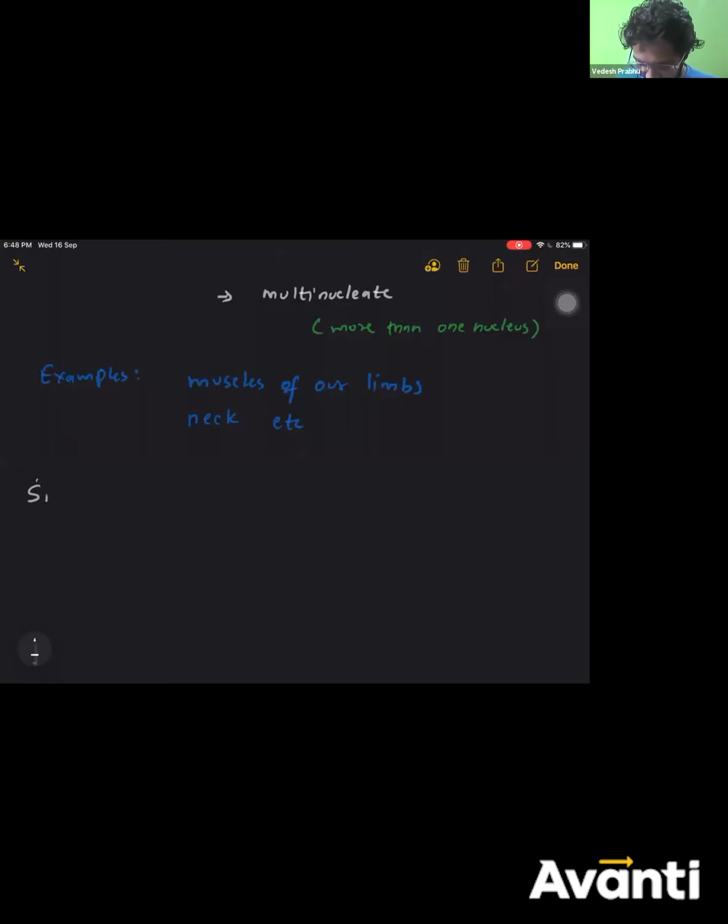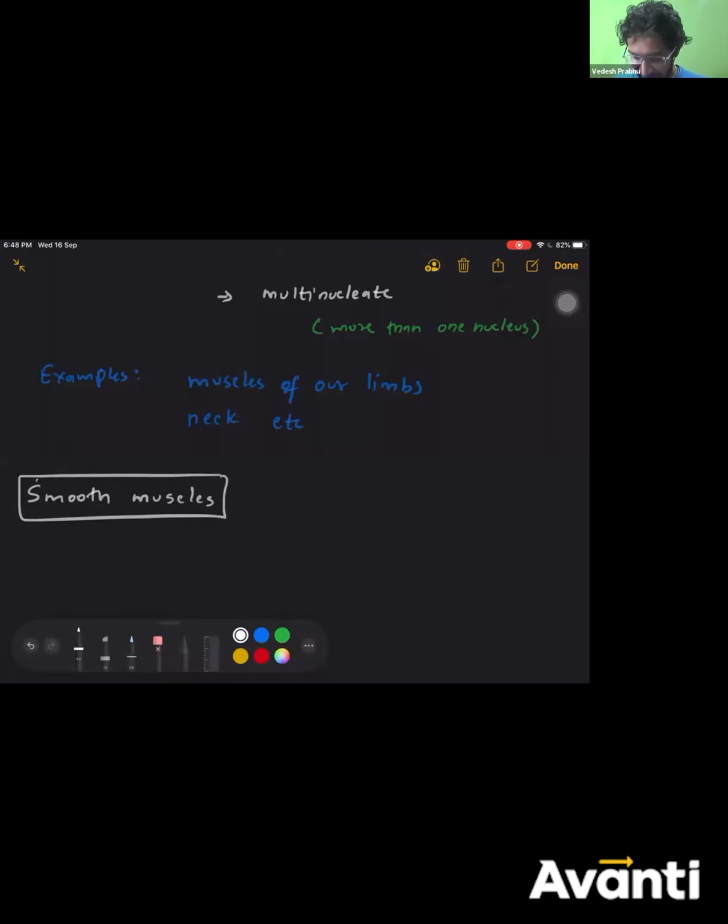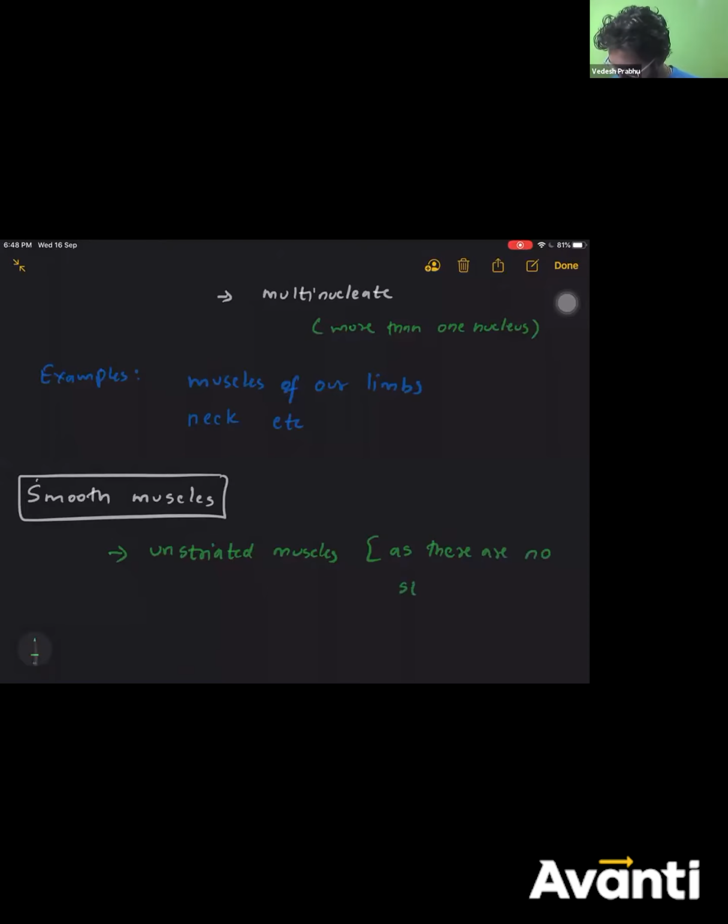So all this class, just the heading I'm writing and one or two points. That's all. So these are your smooth muscles. As you saw in the video, they do not have any striations. So the first thing you can write about this is unstriated muscles, because they do not have any striations.